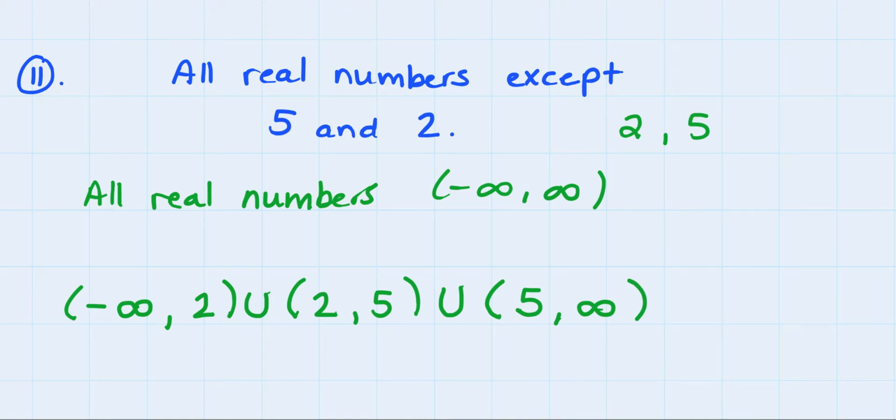A mistake I see a lot of students do is that they forget this piece right here. They'll just say negative infinity to 2, union 5 to infinity. And that's not correct, because then you're missing all the numbers between 2 and 5. Like 3 is a real number that's not 2 or 5. But when you say negative infinity to 2 and then 5 to infinity, you don't include 3. So you need this middle piece.